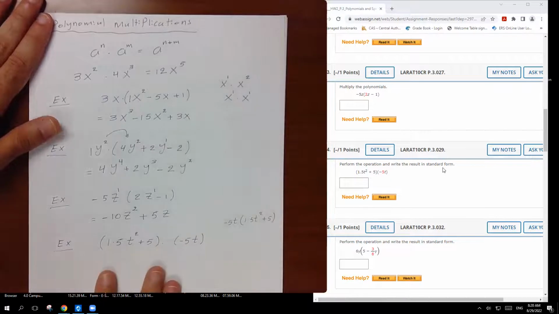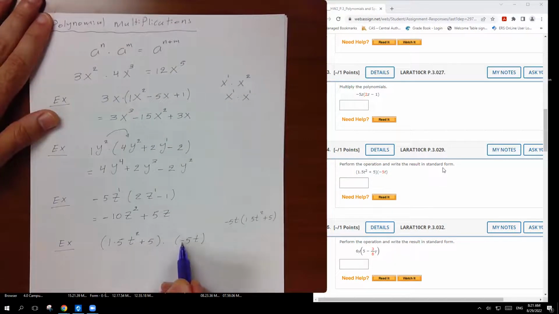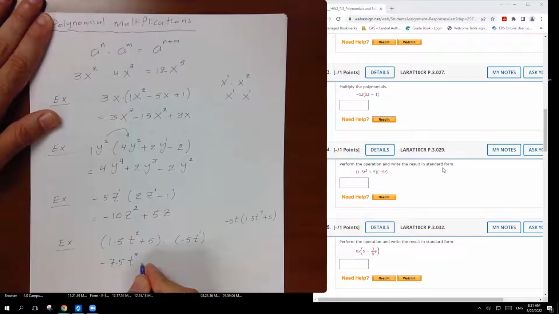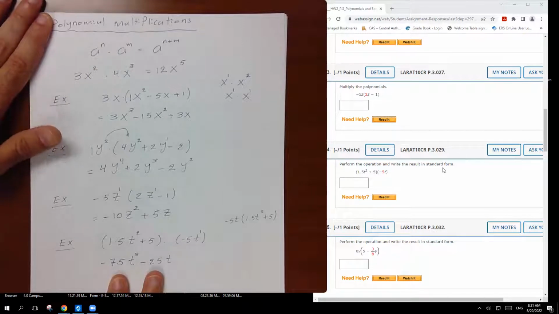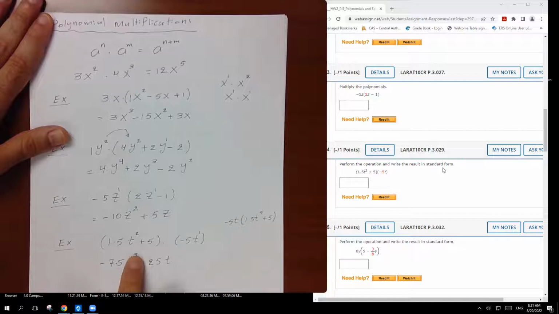So let's multiply. Negative 5 times 1.5 is going to be negative 7.5. Add the exponents. 2 plus 1 is going to be 3. Plus 5 times negative 5 is going to be minus 25. There is no t here, so I have to write down this t. Now, if you look at this one, it's already written from the largest exponent to the smallest one. That means this is the standard form.